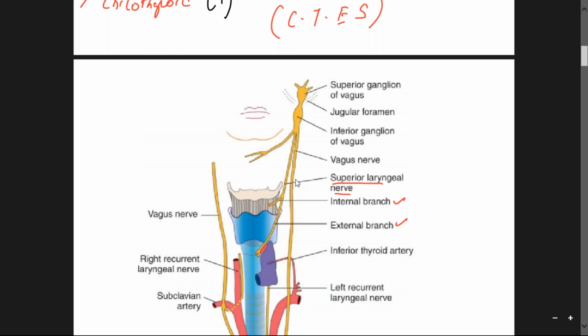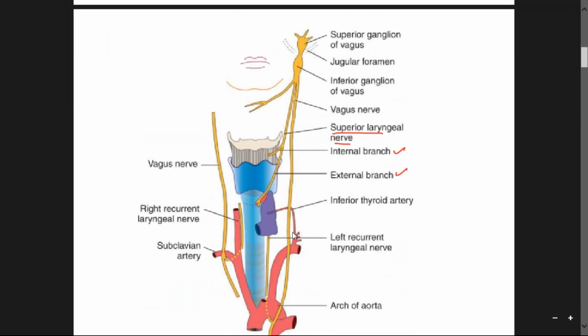So again, let me make myself clear. This is the superior ganglion of vagus, the inferior ganglion of vagus. This is the vagus, and this is the jugular foramen from which the vagus comes out. The vagus here gives rise to the recurrent laryngeal nerve. This is the recurrent laryngeal nerve. You see in the left side the course is different for the recurrent laryngeal nerve, and in the right side the course is different.